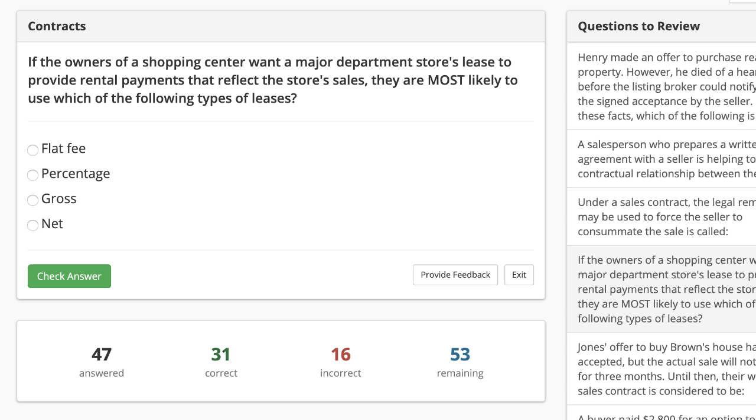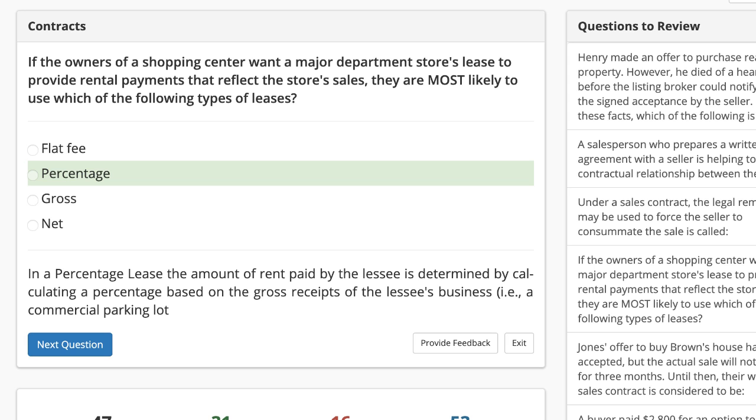Okay, so if the owners of a shopping center want a major department store's lease to provide rental payments that reflect the store's sales, they are most likely to use which of the following types of leases? Percentage, B. So the reason that I wanted to throw this in here is because a lot of times people get them confused with gross. Can anybody tell us what a gross lease is? What is the unique characteristic of a gross lease that separates it from both percentage and net leases?